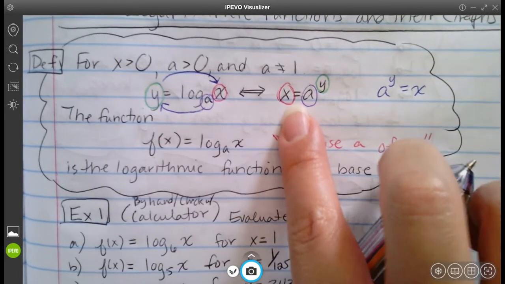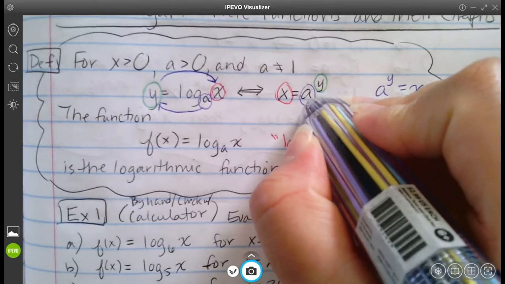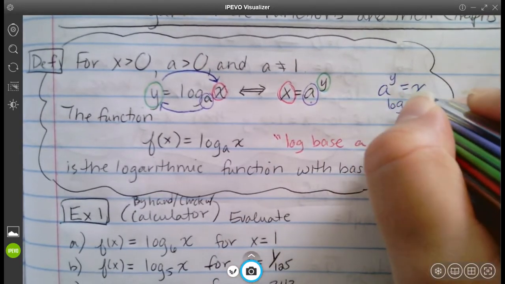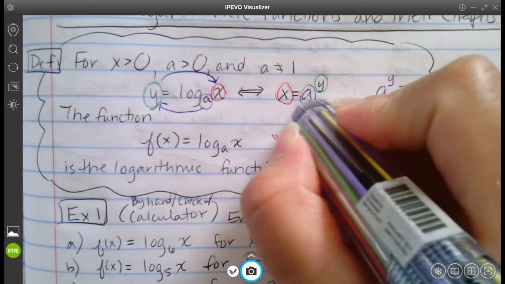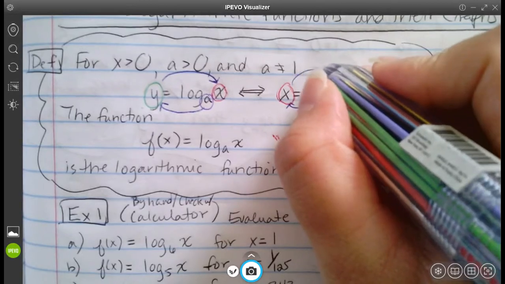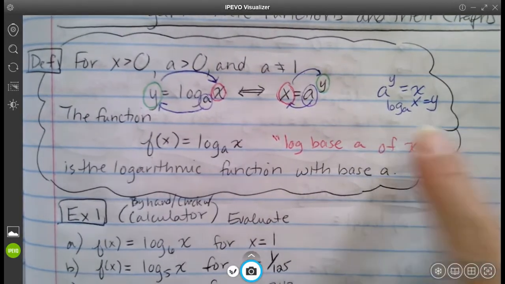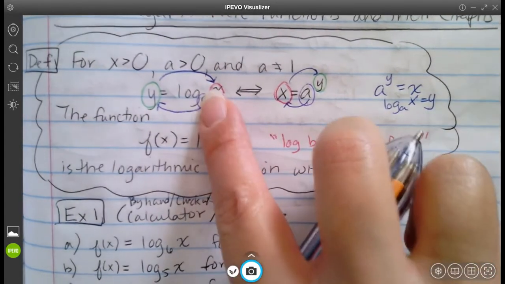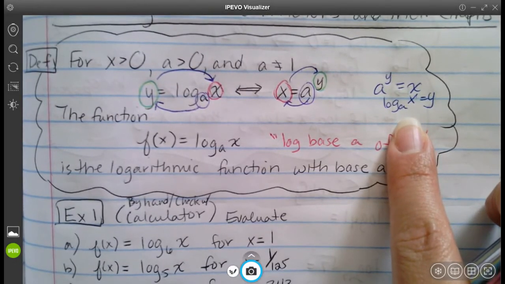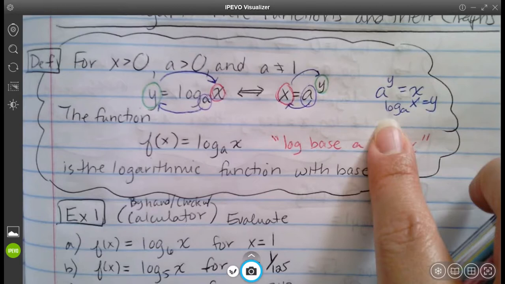Same thing here. You start with the base, but since we're going backwards to a log, we have to write the log. So log base a. We go around to the x, so x is next. Back around to the y is equal to y. And again, it's the same thing we have here, just written backwards. So that's one way to quickly rewrite these.